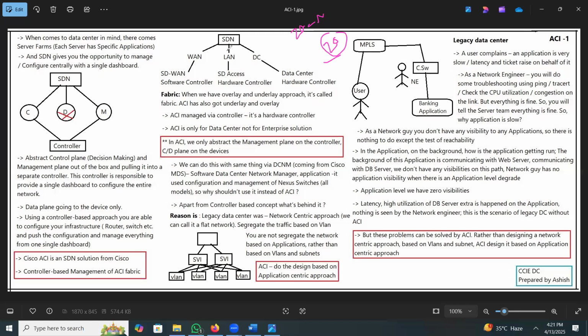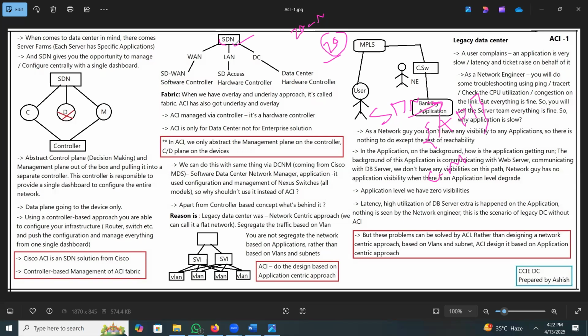So let me discuss the Cisco SDN. ACI is an SDN technology. Okay, software defined networking. Software defined networking means we can use APIs. That means we can do automation. Okay, we can do automation. We can have central configuration. Okay, a central dashboard. So I am discussing it.